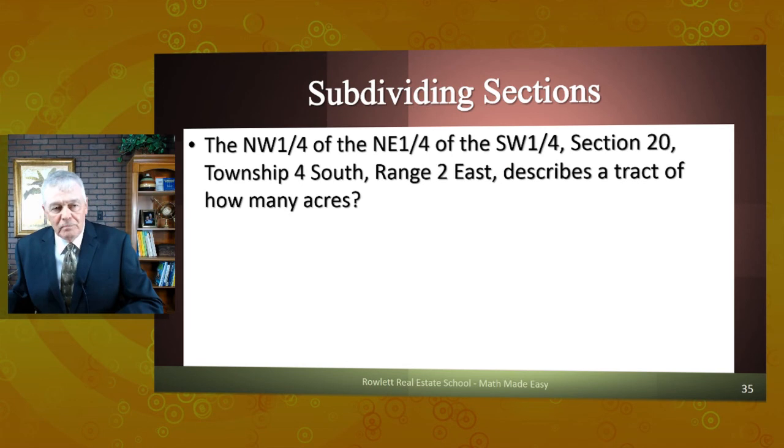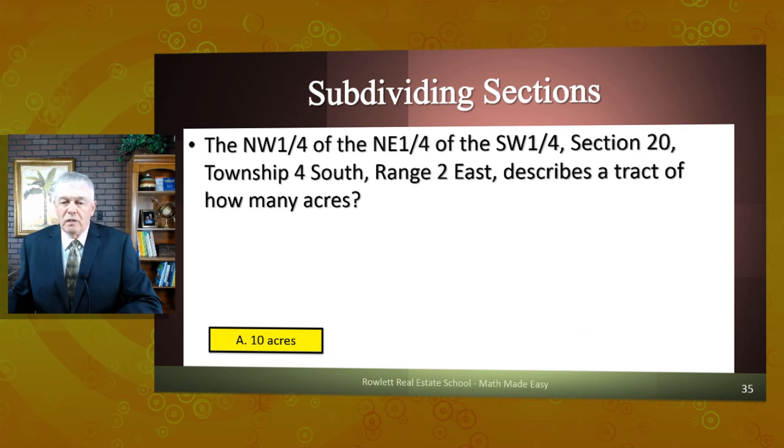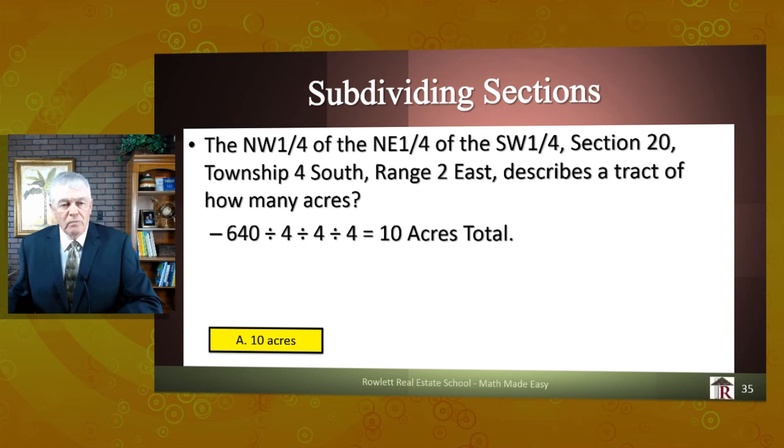All right, let's do another one. The northwest quarter of the northeast quarter of the southwest quarter, section 20, township 4 south, range 2 east, describes a tract of how many acres? Pause the video for a moment and calculate this. All right, you should have come up with answer A, 10 acres. I'll show you how you figure that. Take 640 divided by 4 divided by 4 divided by 4, that equals 10 acres. You write that down.